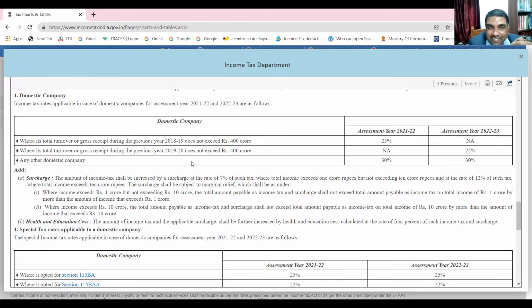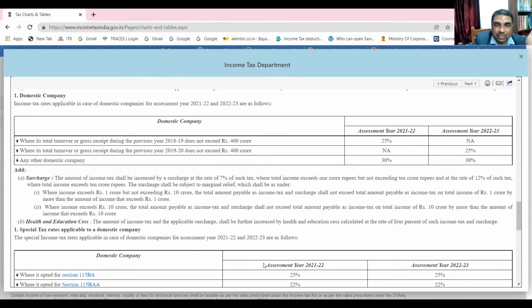2021. So you have to, in fact, ignore the immediate two preceding previous years' turnover. You have to consider the previous year prior to these two preceding previous years.